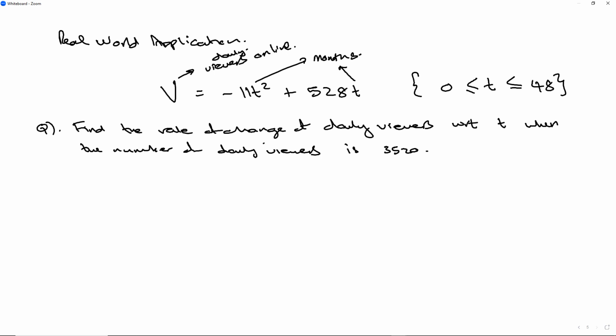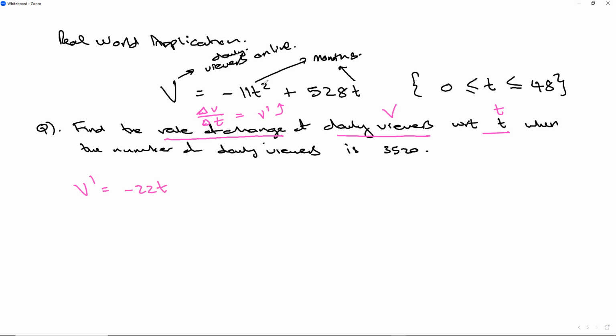So the first thing we must remember for this question is they're asking us for the rate of change. So let's write that in a different way. When we see rate of change of daily viewers, we know that's implying v with respect to t. So that's change in v over change in t, which is the derivative of this function. So let's find the derivative of this function.